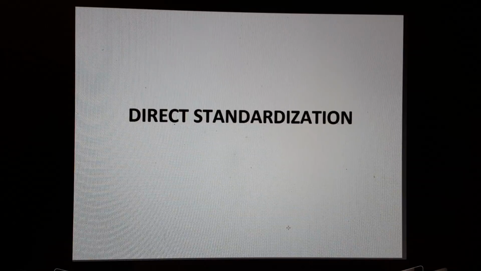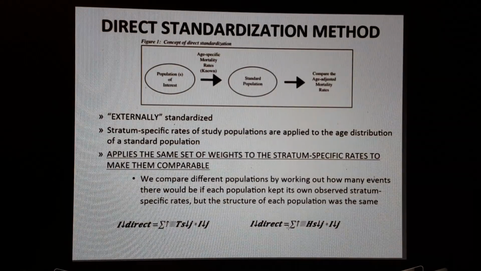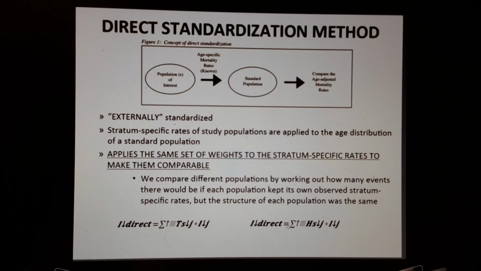So for direct standardization, we just said that it is externally standardized. So stratum-specific rates of study populations are applied to the age distribution of the standard population. It applies the same set of weights to the stratum-specific rates to make them comparable. We compare different populations by working out how many events there would be if each population kept its own observed stratum-specific rates, but the structure of each population was the same.